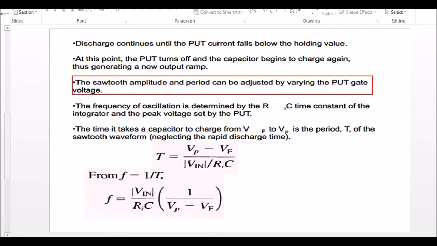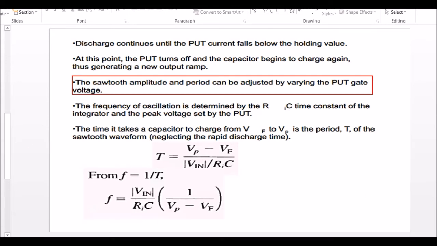So how can you calculate the voltage, the frequency, your time constant? It has specified formulas. Now your sawtooth amplitude and period can be adjusted by your unijunction transistor gate voltage, right? If you vary your gate voltage, you can also change the amplitude and period of your sawtooth wave. And also it is dependent on your RC time constant. Now the time period of your specified wave is actually related to the difference of VP and VF.